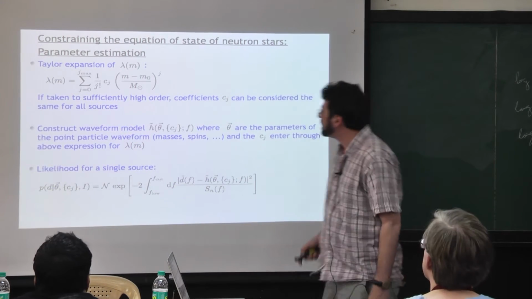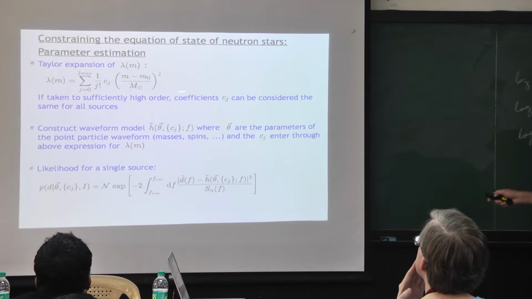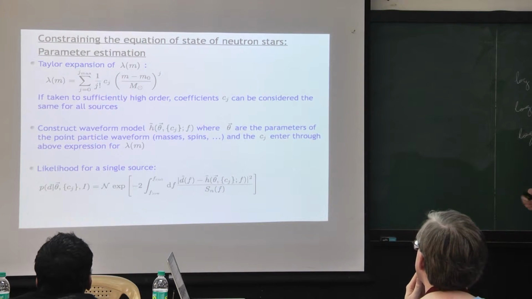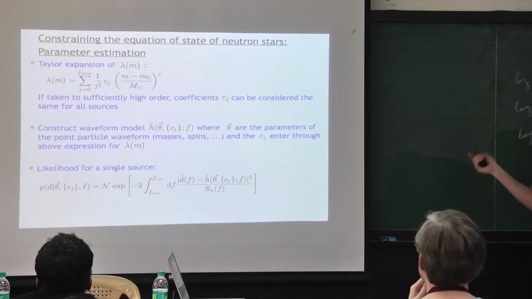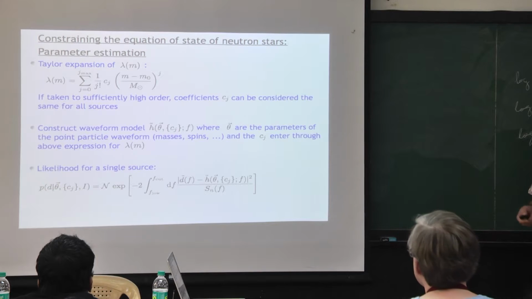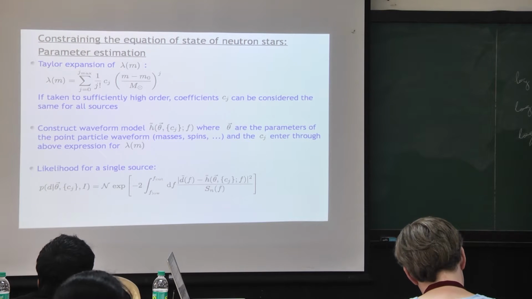Now, the choice I'll make here is to go with the Taylor expansion. As it turns out, it doesn't make much of a difference. The same results that I'm about to show have also been worked out in the case of the piecewise polytropes, and qualitatively the results you get are pretty much the same.